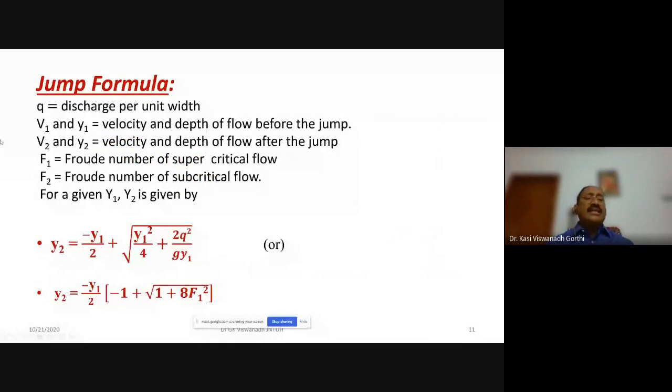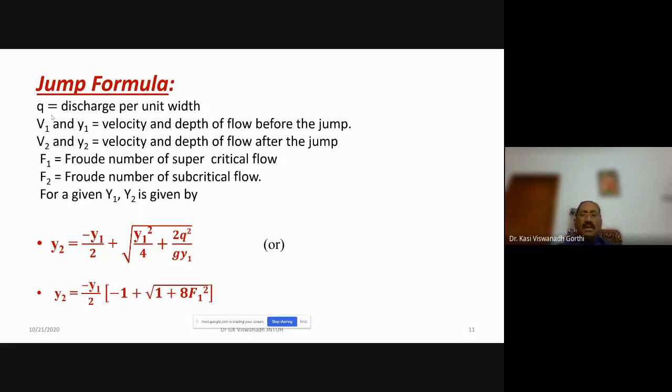Let us recollect what are the formula related to analyzing the hydraulic jump. Various hydraulic jump formula will be like, if small q is the discharge per unit width, V1 and Y1 are the velocity and the depth of flow before the hydraulic jump. That means at the supercritical state. And V2 and Y2 are the velocity and the depth of flow after the jump.